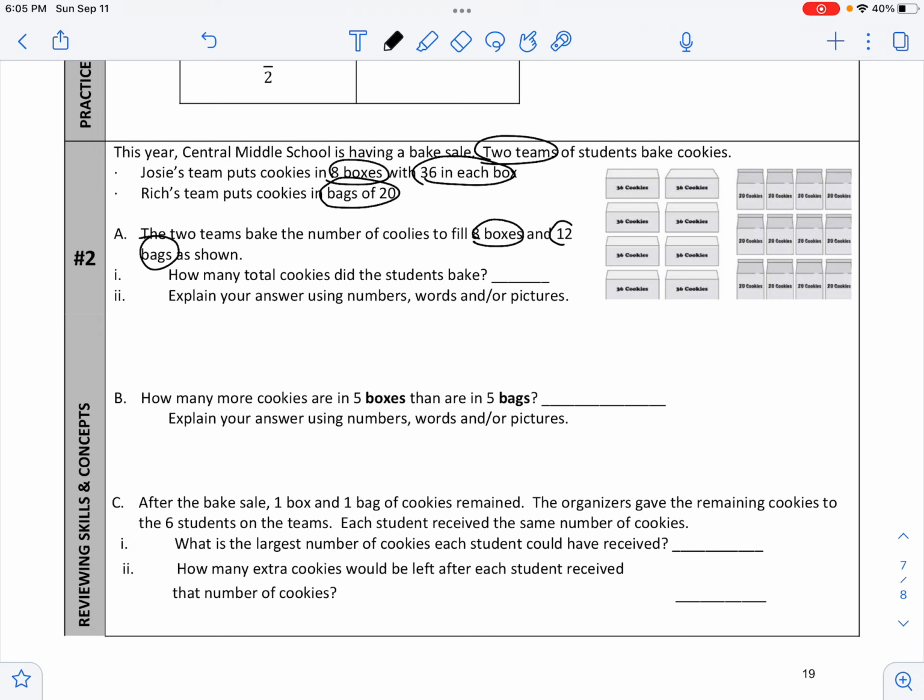Question B says, how many more cookies are in 5 boxes than 5 bags? Explain your answer using numbers, words, or pictures. I want to encourage you to read the diagram closely. We can see that we have 5 boxes highlighted and 5 bags highlighted. The question is, when we compare those 5 boxes with those 5 bags, how many more cookies are there in the boxes? You'll have to do some counting. Pause the video for B, and then we'll take a look at question C together.